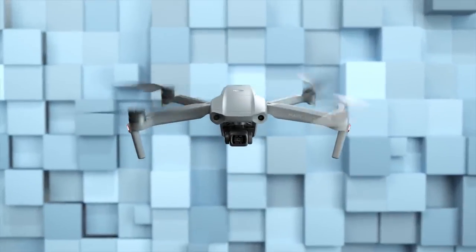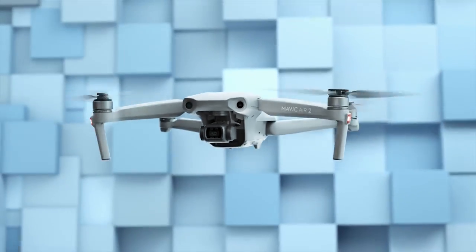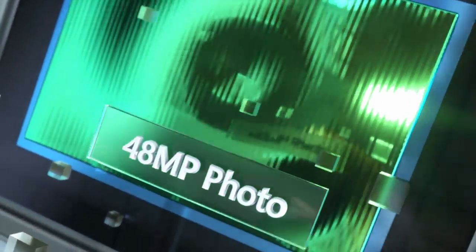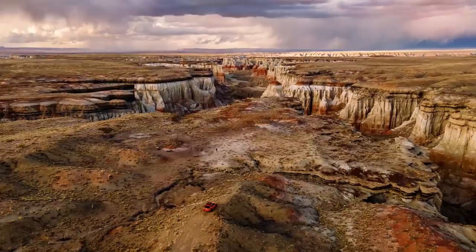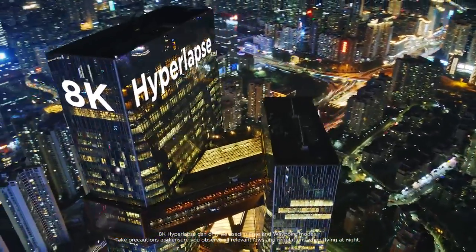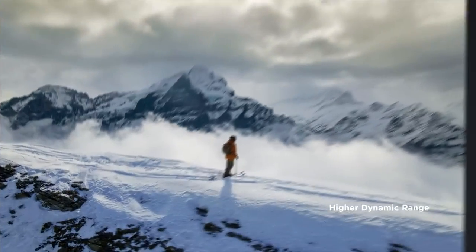This is Mavic Air 2. You may have some questions, like... So what's different? Well, let's start with the larger sensor. There's a lot more pixels, 48 megapixels to be exact, which means you can do this. And then shoot a hyperlapse in 8K. With Smart Photo, every shot is a masterpiece.